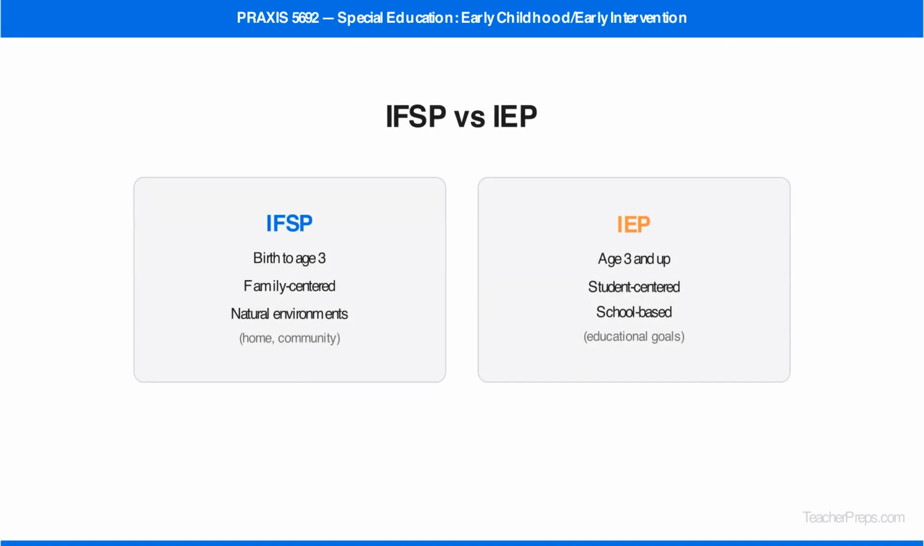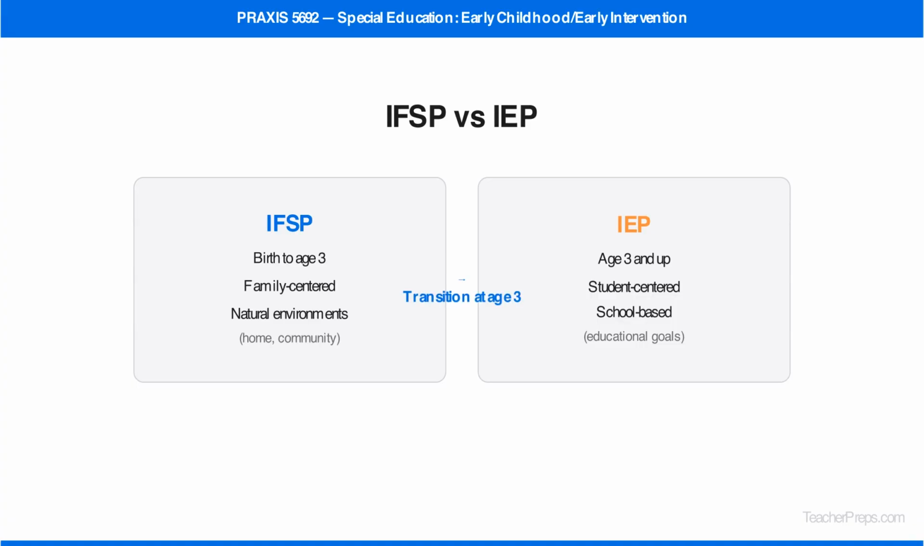IFSPs and IEPs are central to this exam. The IFSP, Individualized Family Service Plan, is for birth to age 3. It's family-centered, focusing on the whole family's resources, with services in natural environments like the home. The IEP, Individualized Education Program, takes over at age 3. It's student-centered, focusing on educational goals and special education services.